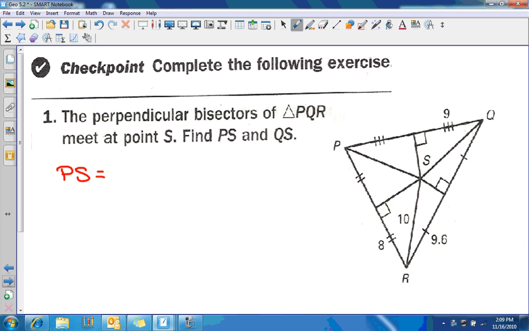Okay, so it is not 9.6, because 9.6 is on the outside of my triangle, and it is the same as from Q to that point that I just stopped at. So it is 10, because from the circumcenter to the angle, all of those have to be the same distance. So PS is going to be 10. What is QS? It has to be 10 too, because it goes from the angle to the circumcenter. So it has to be 10 also. Very good.